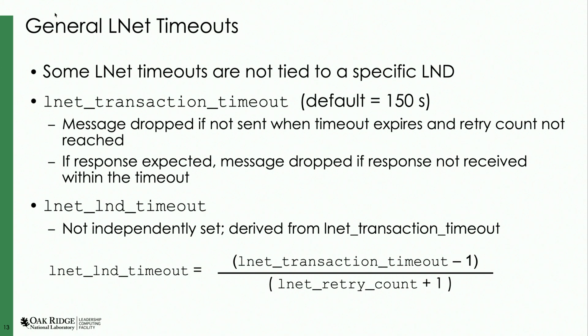But I believe not too long ago there was a ticket submitted that caused this to be adjusted. I think the intent was to ensure that the LND timeout was small enough so that you could actually get all of the retries necessary within the LNet transaction timeout window. So that's another place where the Lustre manual seems to deviate a bit from the code.